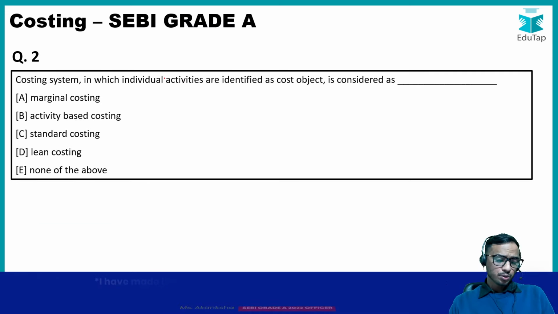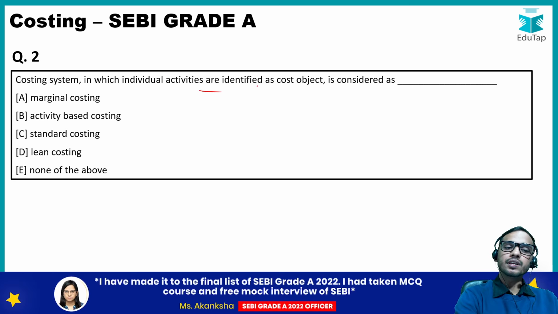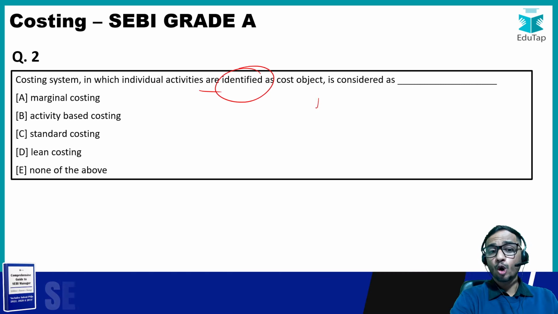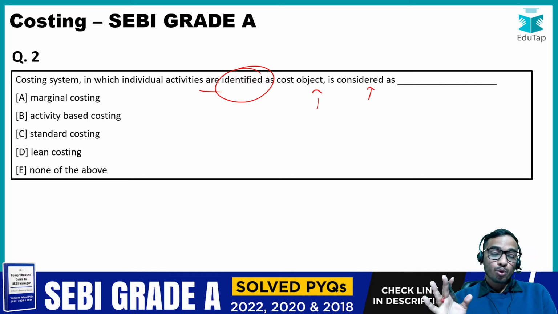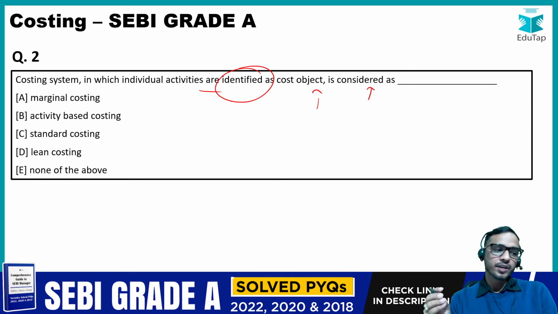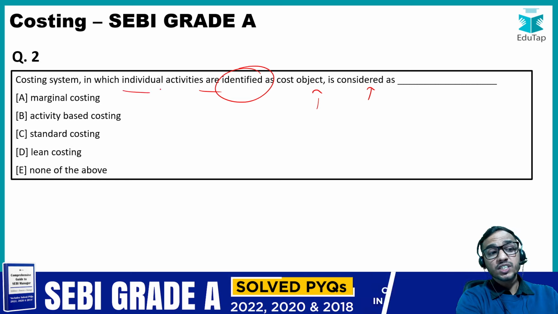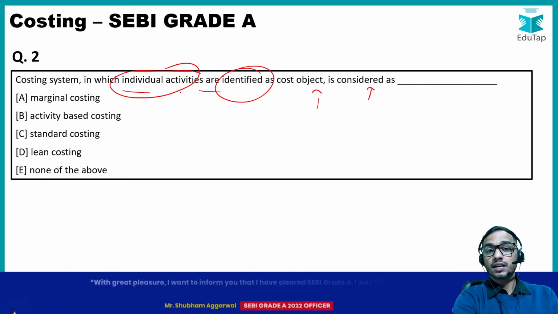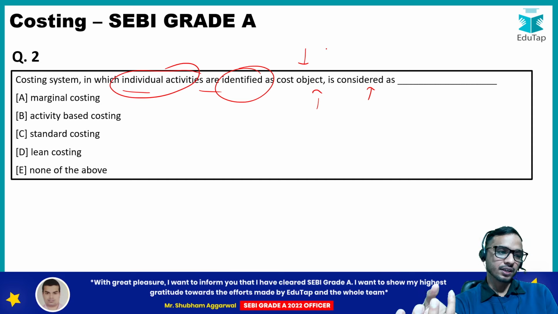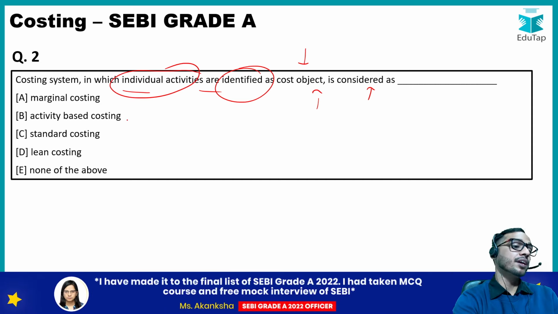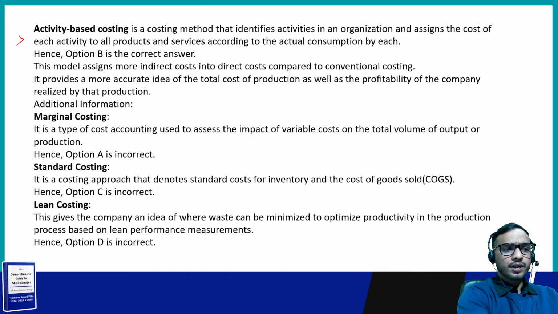So the second question we have is, a costing system in which individual activities are identified as cost objects is considered as what? So now this question will be easy for you because we have already understood ABC, which is activity based costing. So what is written in this question? In which individual activities are identified as cost object. So if there is the term activities, the answer should be activity based costing, right? So we know what is activity based costing.